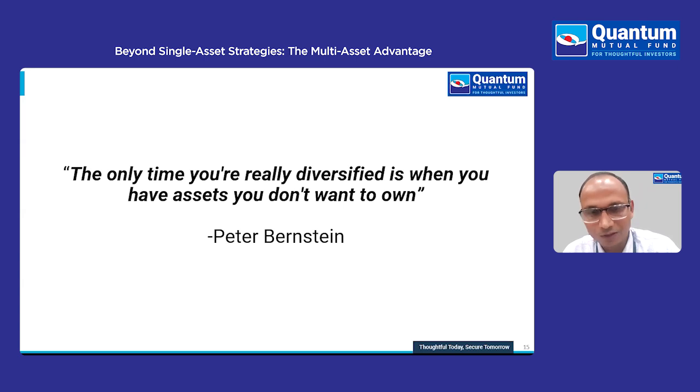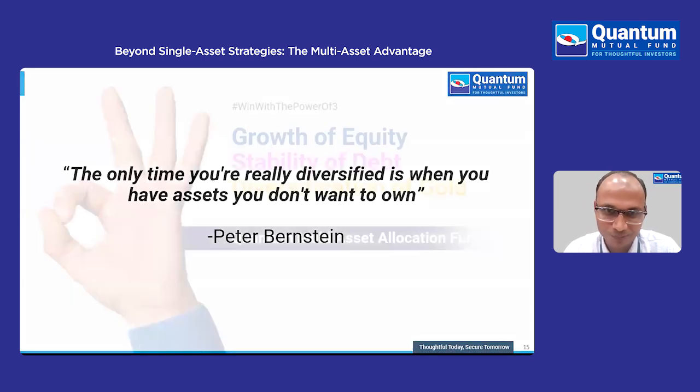And many times you have to buy something that you don't even want to buy, right? Now everybody wants to buy equity this time because you can see the last 3, 4, 5 year performance, and not many people will be interested in other asset classes. But sometimes it makes sense to buy a mix of all the things. And this is what Peter Bernstein says: the only time you are really diversified is when you have assets you don't want to own. And that's a very important part when you build your portfolio.